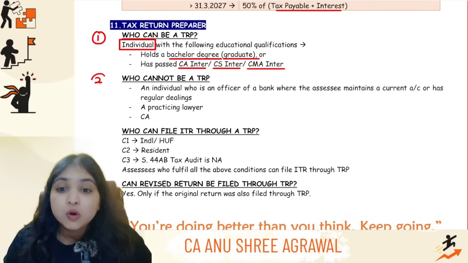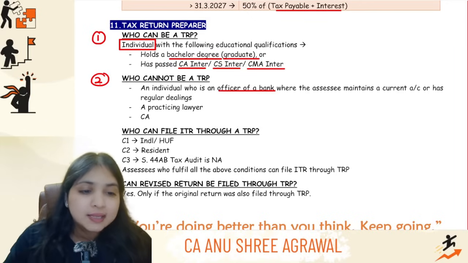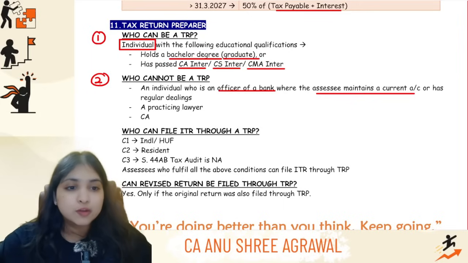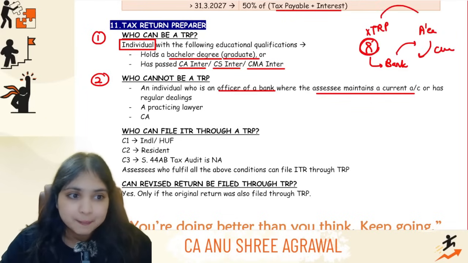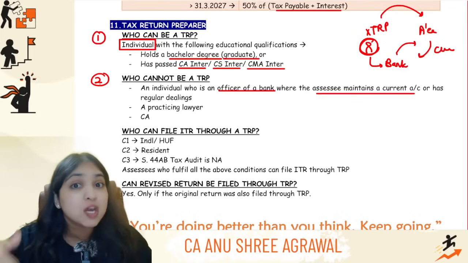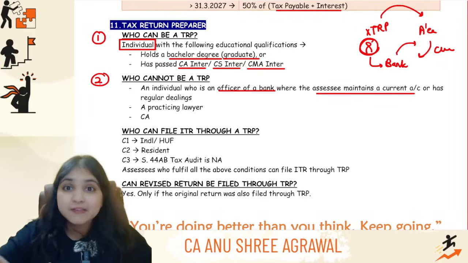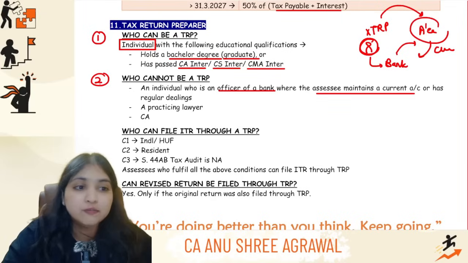Point number 2, who cannot be a tax return preparer? An individual who is a bank officer of that bank where the assessee is having a current account. So if a person is working in a bank, and in this bank the assessee has a current account, this bank officer cannot be a TRP for this assessee.